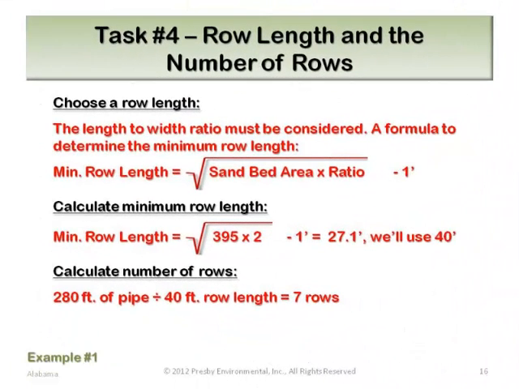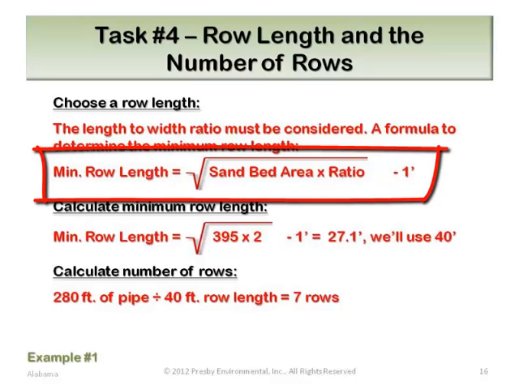Task 4 asks that we select a row length and then calculate the number of rows needed. In most cases, the length to width ratio will never be an issue. However, if you use the formula shown on the screen, you can almost always be sure to satisfy this requirement the first time through the process.